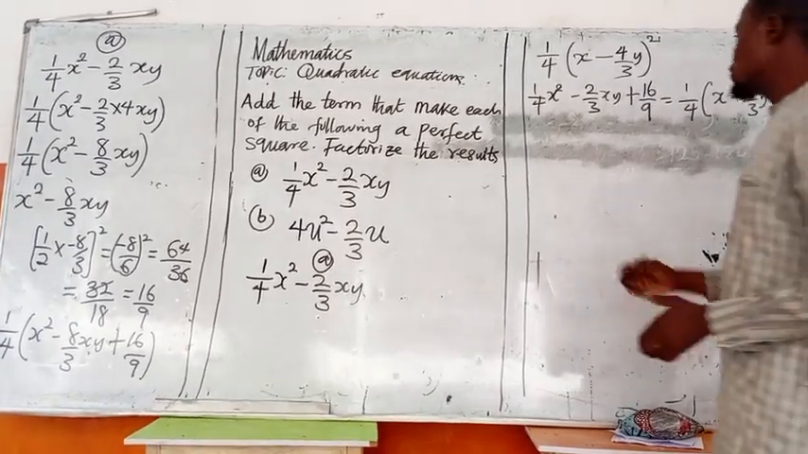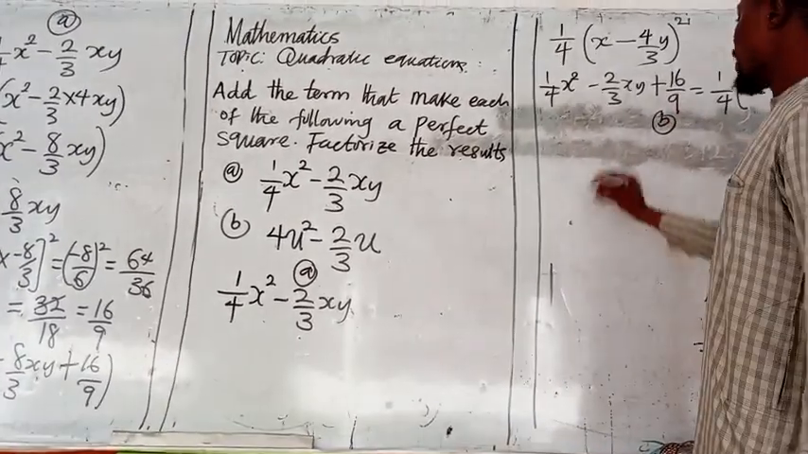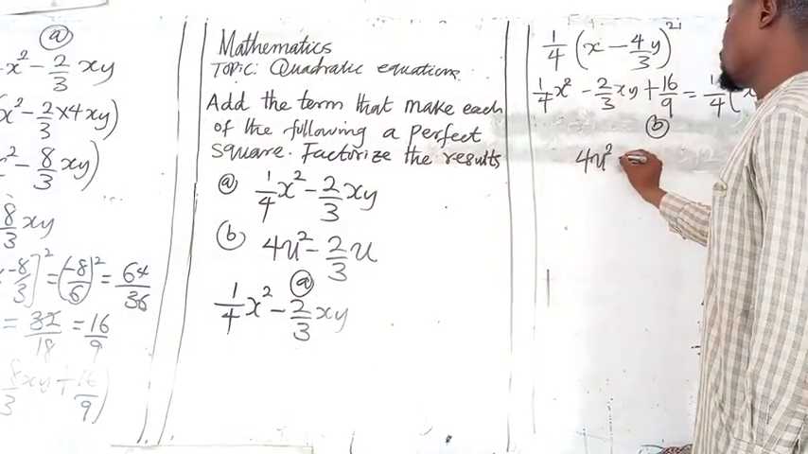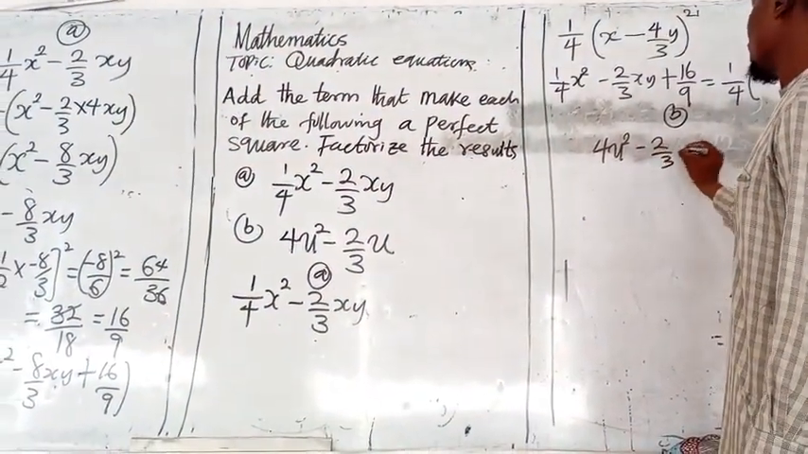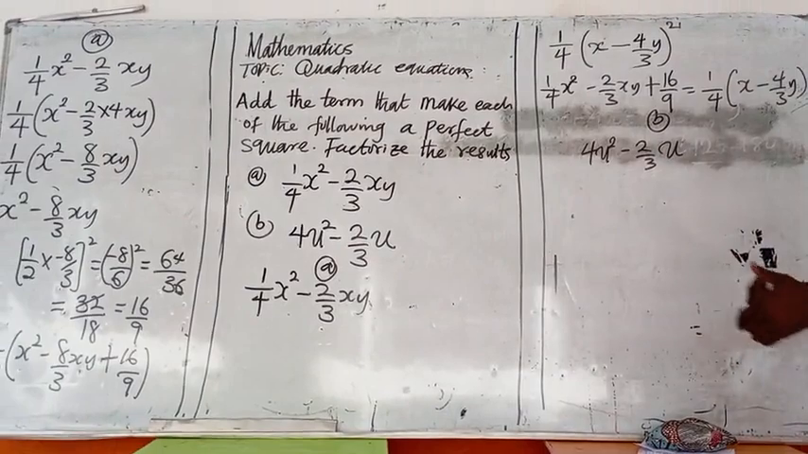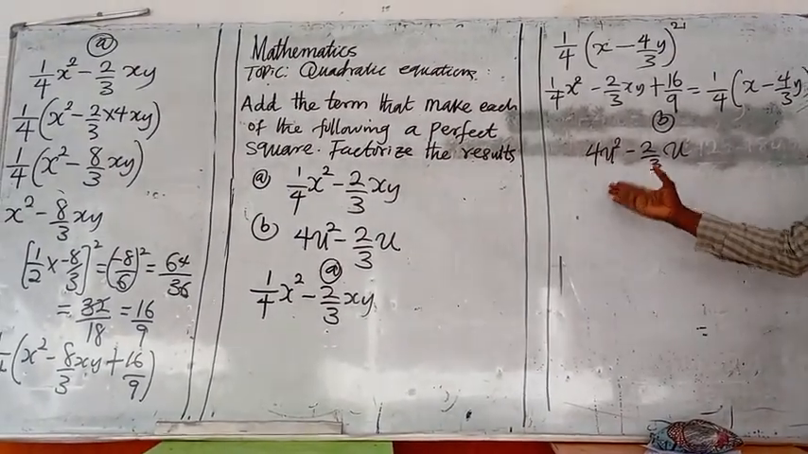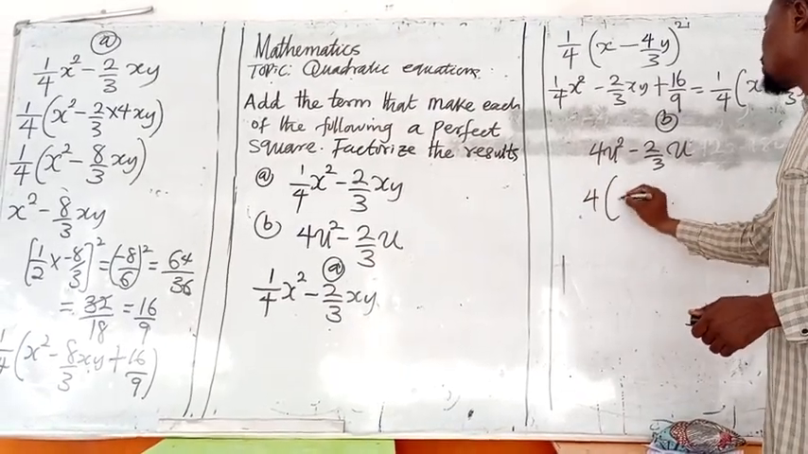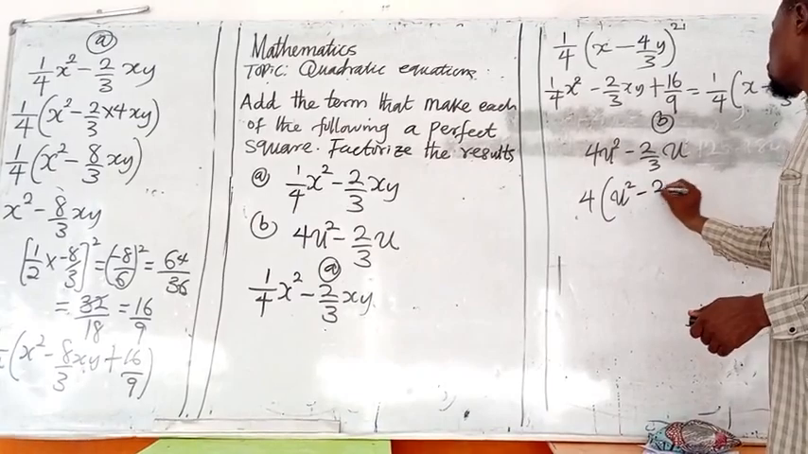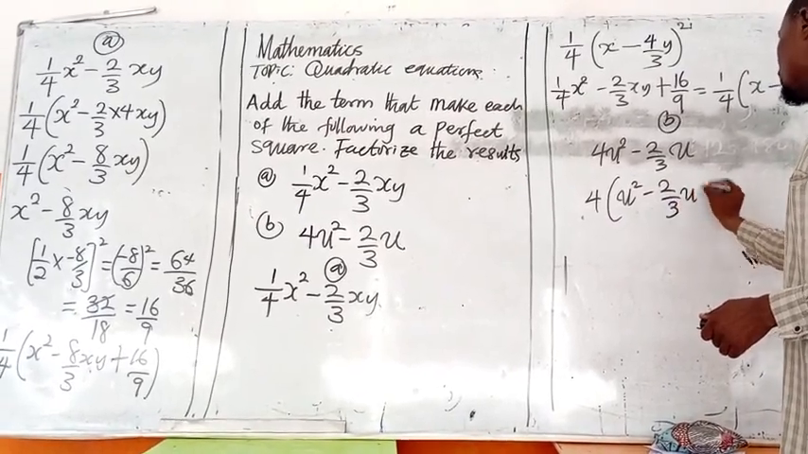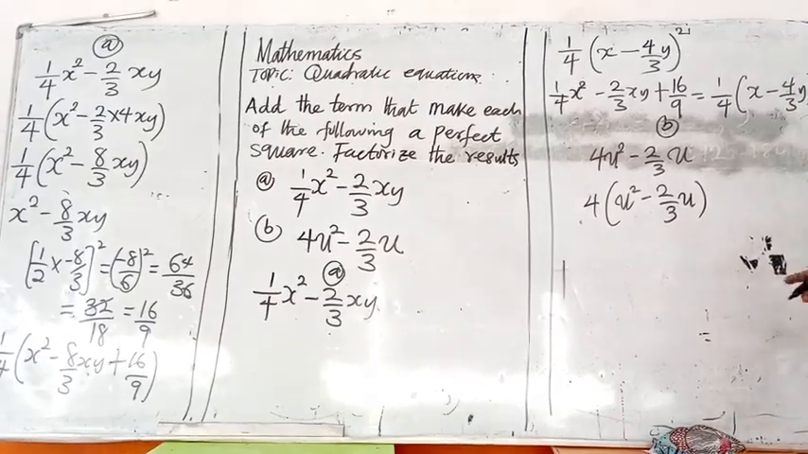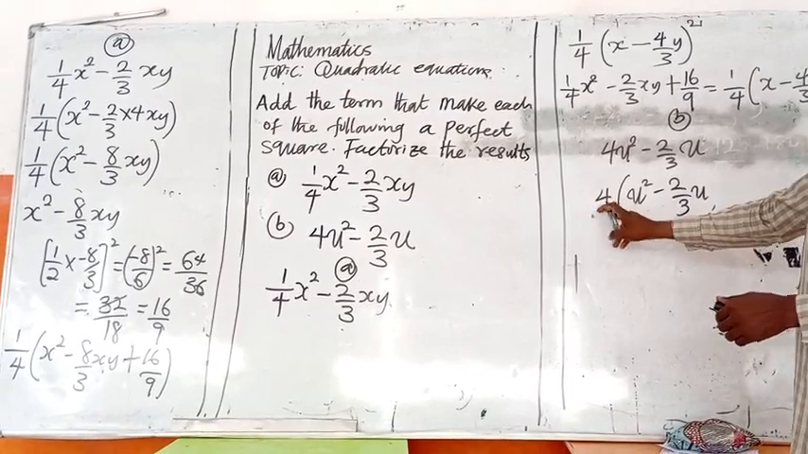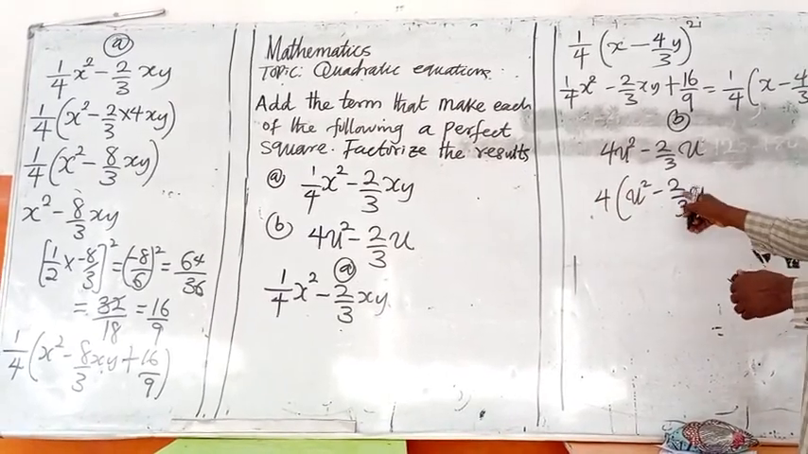Now the second question, which is B, we have 4u squared minus 2/3 u. If you look at it, we have coefficients here again. We have to take the 4 out. We have 4 open bracket u squared minus 2 over 3u. This is it. Let me remind you that we have used 4 out of the bracket, which means this one affects it.